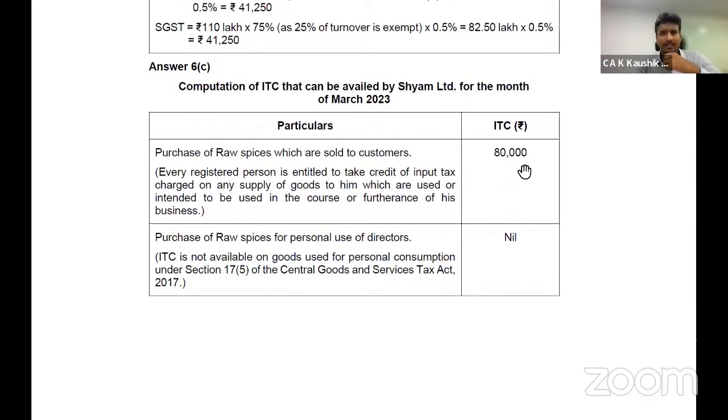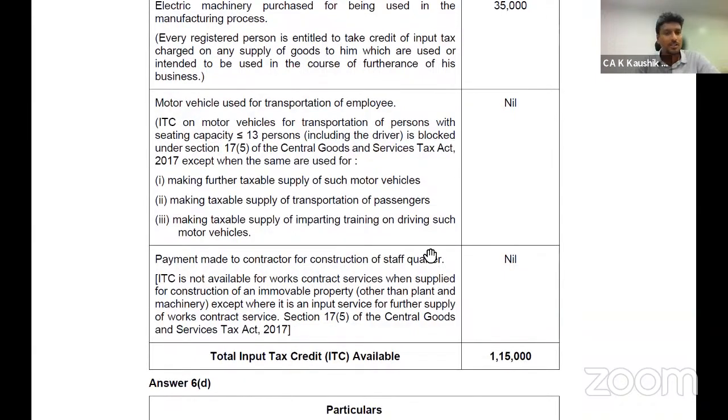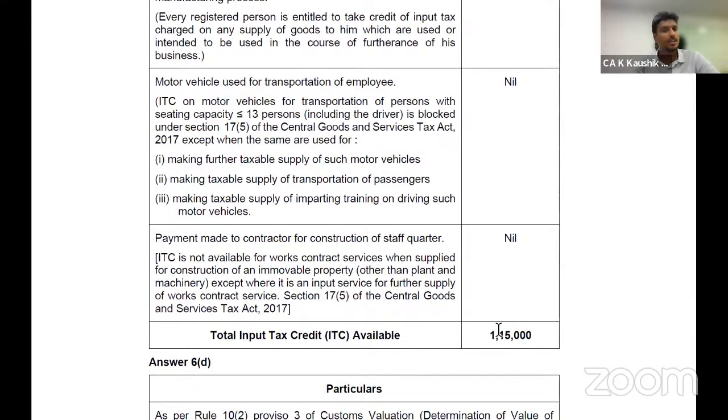80,000 for onward sale, eligible. Personal use of director, not eligible, nil. 35,000 eligible if it is not capitalized. Motor vehicle, if it is less than or equal to 13 seats, nil. And in case of construction, Section 17(5) says something specific in terms of immovable property, and that too for the purpose of staff, so it is nil. So eligible is 80,000 and 35,000. Total is 1,15,000.